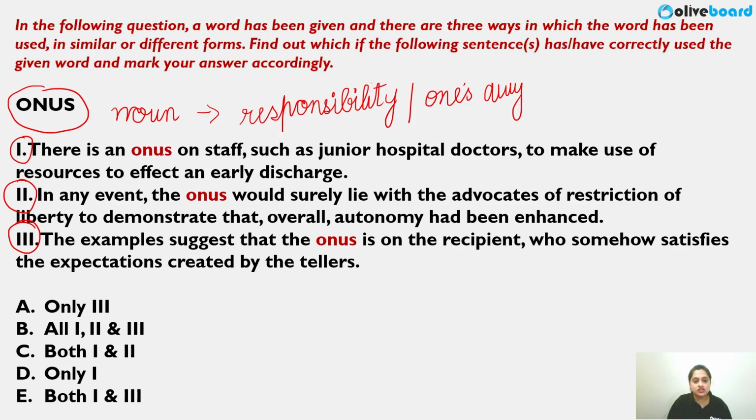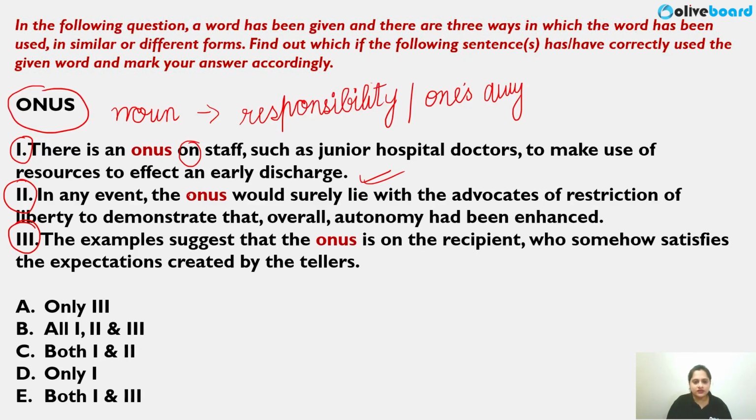There is an onus on staff. Usually we use on after onus, right? There is a load or burden on the staff. Onus, there is a responsibility on the staff, such as junior hospital doctors to make use of the resources to effect an early discharge, to produce an early discharge. Here it is definitely showing the meaning of responsibility, so it is using the word correctly.